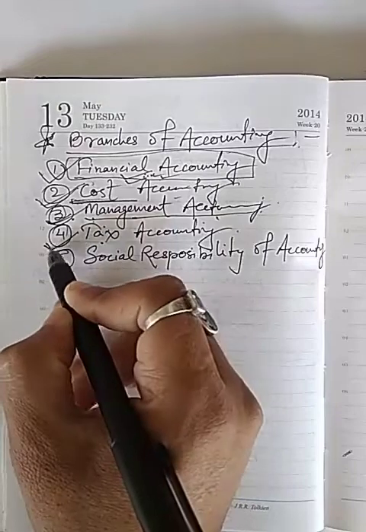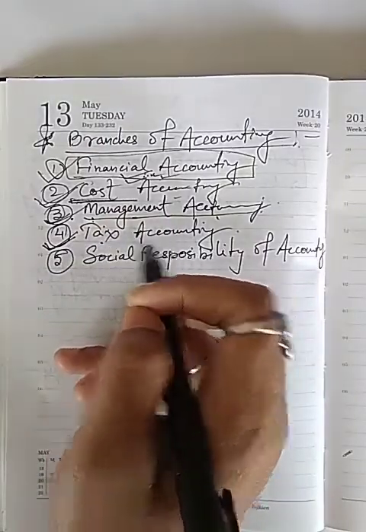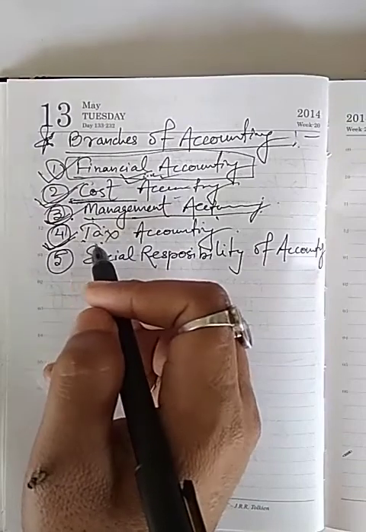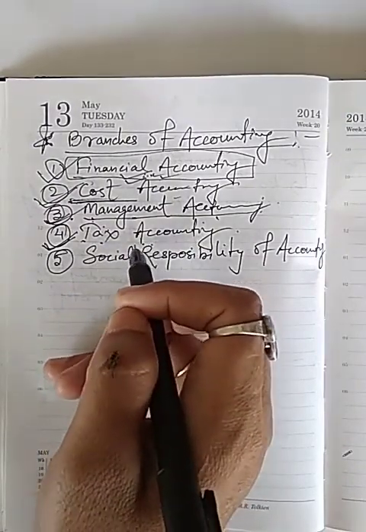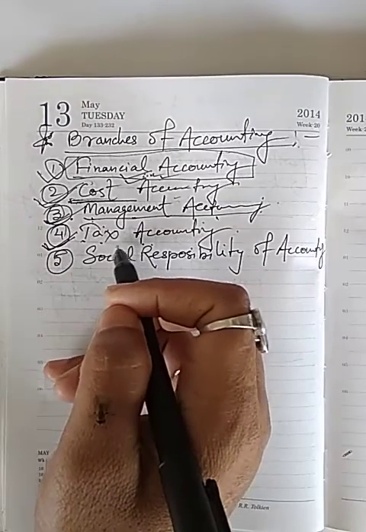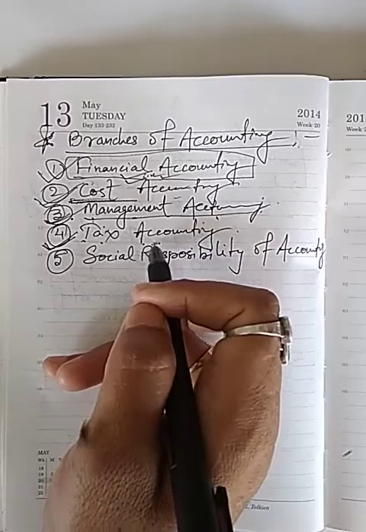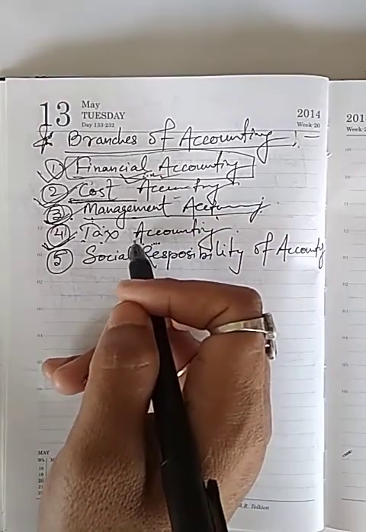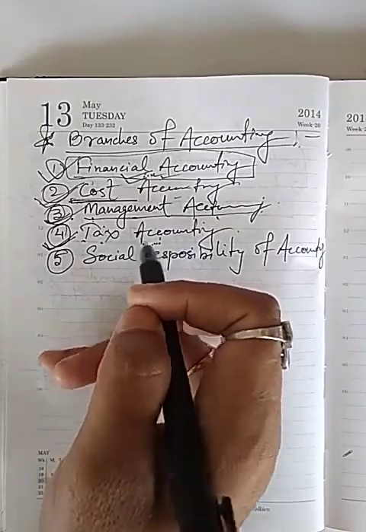Tax accounting. This is also a complex accounting. The branch of accounting which is used for tax purposes is called tax accounting. Income tax and GST, goods and services tax, are computed on the basis of this accounting.